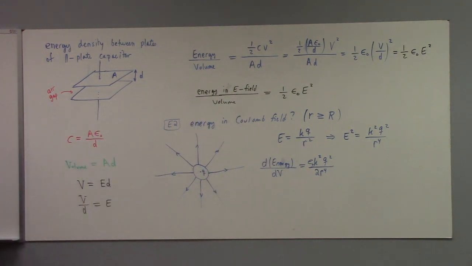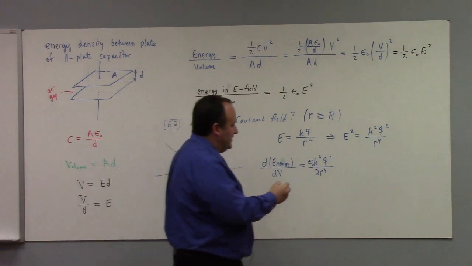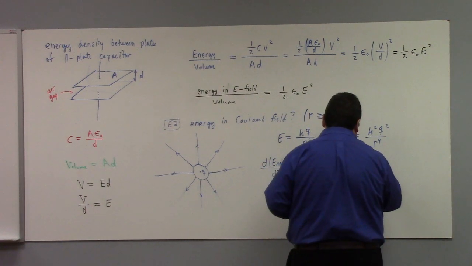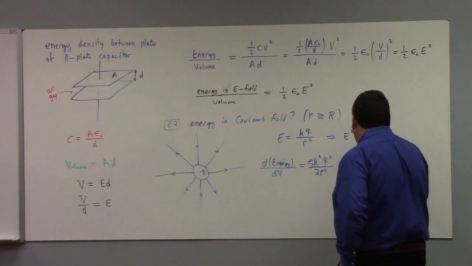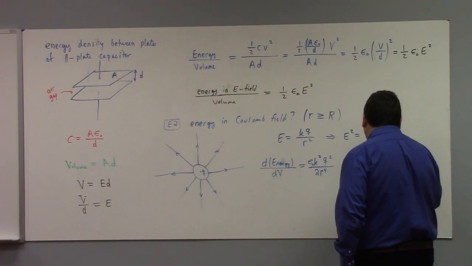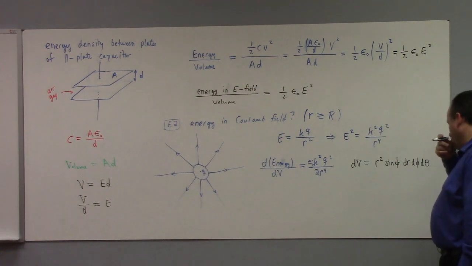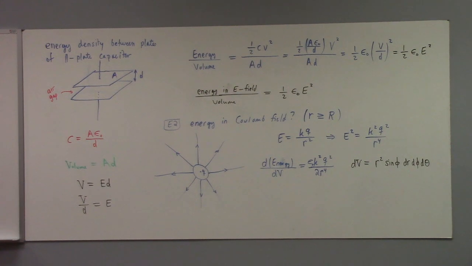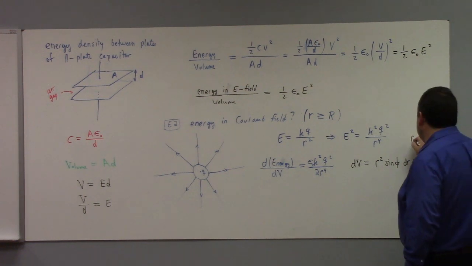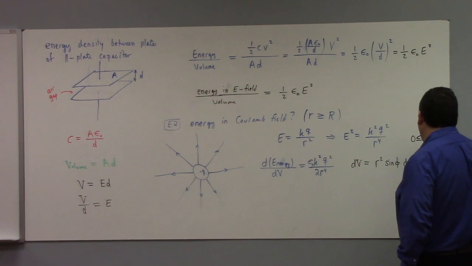So you guys are in Calc 3, supposedly, and so you know what the volume element is for the spherical coordinate system. What is it? I want to say r squared sine phi, dr, d phi, d theta, I think. Where phi ranges from 0 to pi, and theta ranges from 0 to 2 pi.